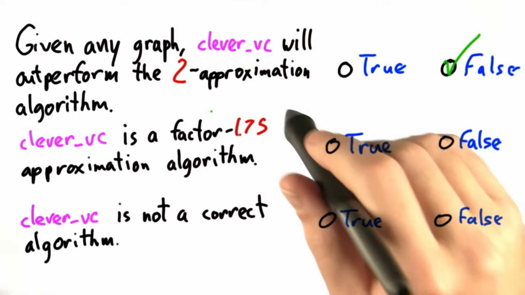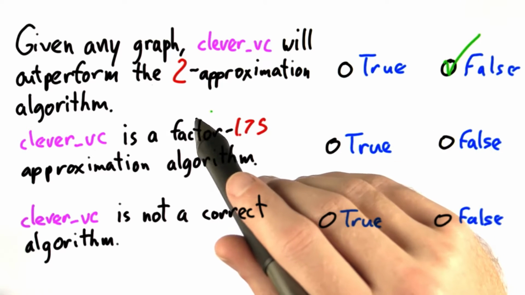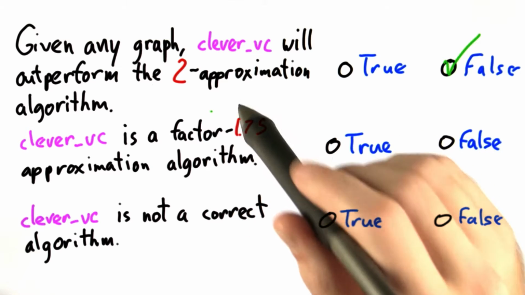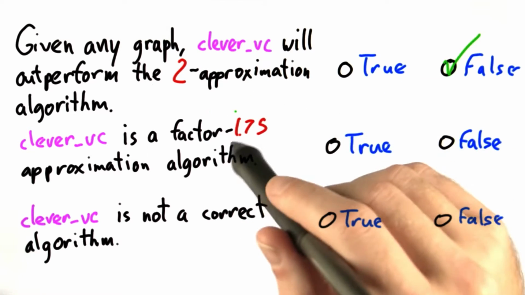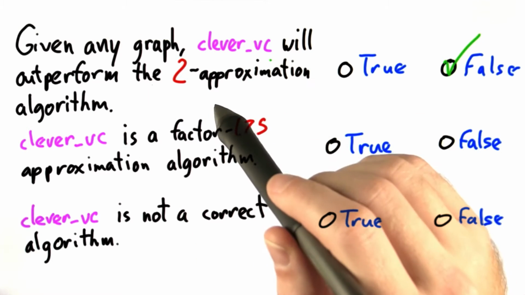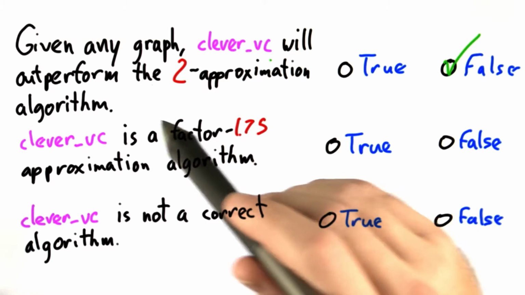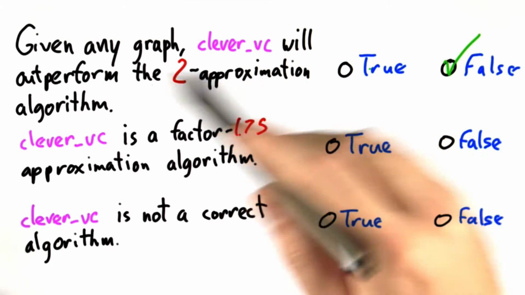In order to actually verify that it will outperform our other algorithm, we would either have to test it against every possible graph, which is somewhat impossible, or we would have to give a mathematical proof that Clever VC will outperform our factor 2 approximation algorithm in every circumstance. And since we haven't done that, we can't actually say that this is true.